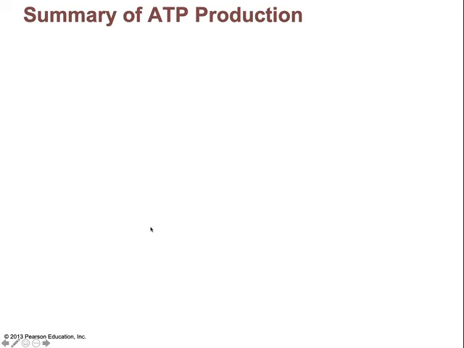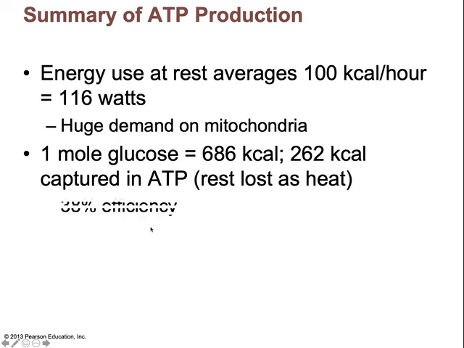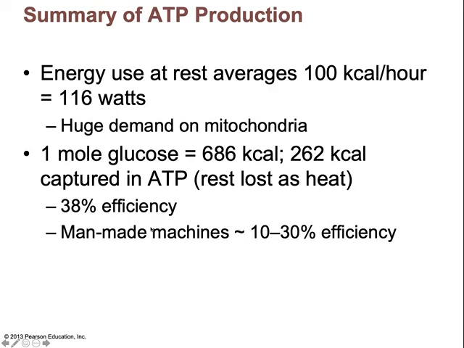Okay, so if we go through ATP production, the energy use is about 100 kcals per hour, which is a big demand on the mitochondria. A mole of glucose, thus, is going to produce 686 kcals, trapping about a third of that as ATP, with the rest lost as heat, which is 40% efficient, which is pretty good because our best machines are 30% efficient.